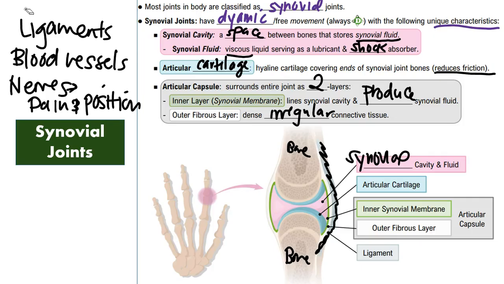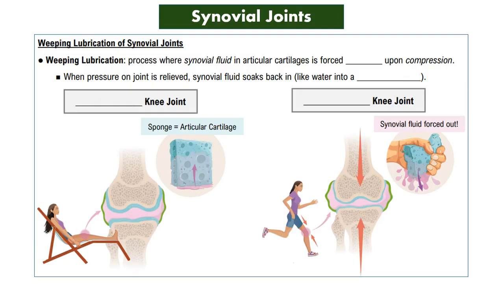But before we do that, let's talk a little bit more about the synovial fluid and see what its importance is going to be. Now, synovial joints have synovial fluid within them, that viscous, thick fluid that's going to help, again, with lubrication and be a shock absorber to allow us to have smoother movement and to protect the joint components. Okay, so we do have an idea of weeping lubrication of synovial joints.